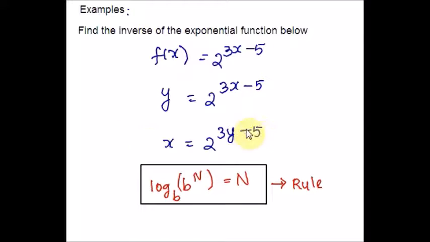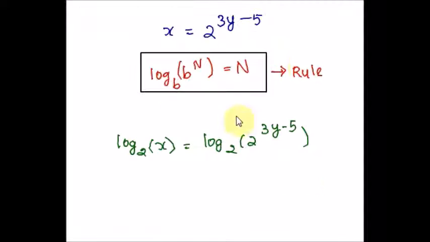Take log on both sides of the equation. The left side of the equation will be as it is, log base 2 of x, and on the right side log base 2, and 2 gets cancelled out according to this log of exponent rule. So only the exponent will be left over on the right side. That is the reason we are applying this log of exponent rule.